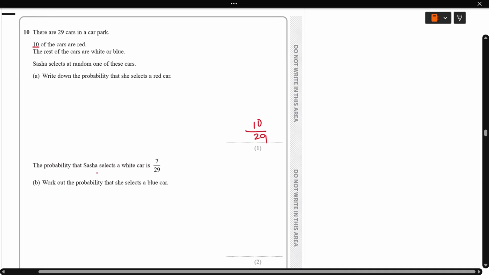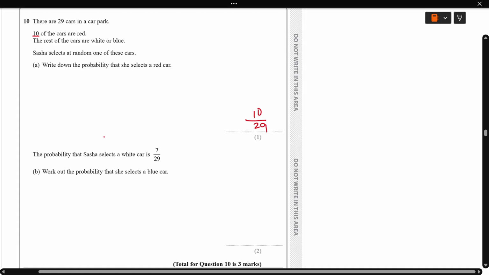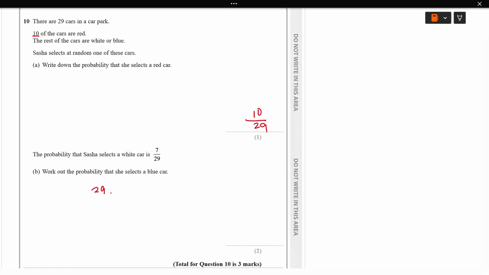The probability that Sasha selects a white car is 7 by 29. So 7 is the number of white cars. The probability of selecting a blue car: the total is 29, so 29 minus the 10 and 7 taken away, red and white, and we get blue. So over 29, because it is a probability. Which is 29 minus 17 over 29, which is 12 by 29. That is the final answer, 12 by 29.